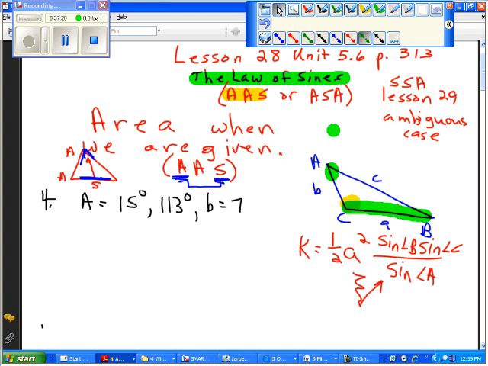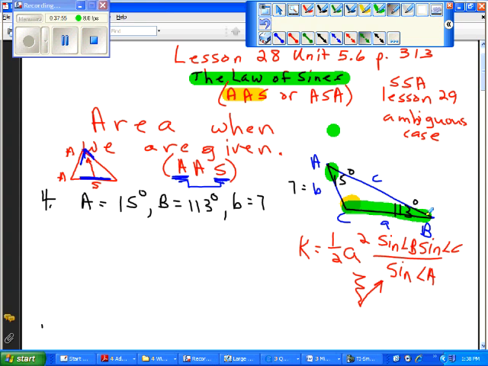Okay, so what do we have? Well, I left a piece off. What was 113 degrees there? Angle B was 113 degrees, and little b was equal to 7. So we've got little b is equal to 7, angle A is 15 degrees, and angle B is 113 degrees. Now, is that in the order of angle, angle, side? It is. It is in the order of angle, angle, side.